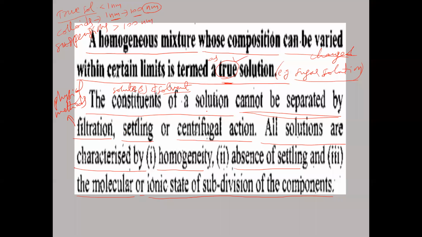Try to understand here. The solute and solvent of a solution cannot be separated by physical methods like filtration. Filtration we know. We filter the tea, and the tea dust will be separated from the tea. After filtering, whatever is obtained on the filter, the tea dust, is called residue. And whatever we drink as tea is called filtrate. Whatever is obtained after filtering the solid is called residue.